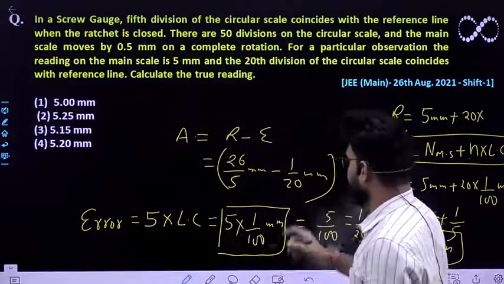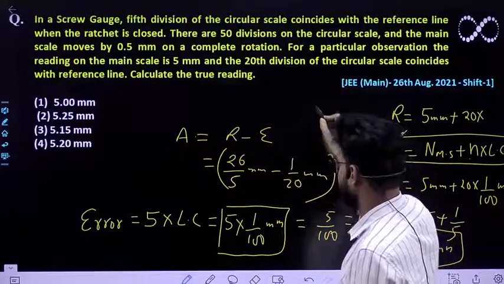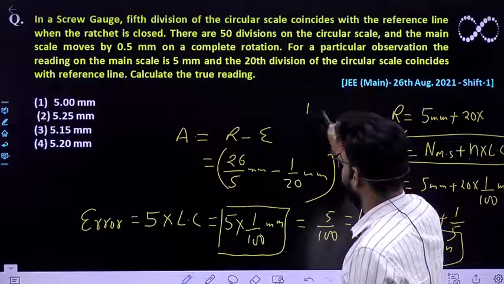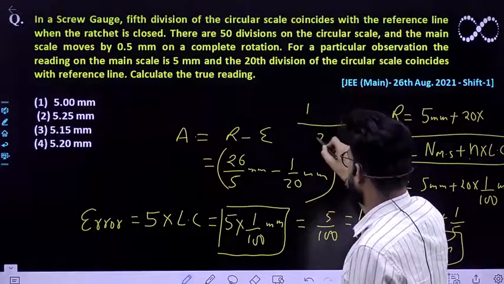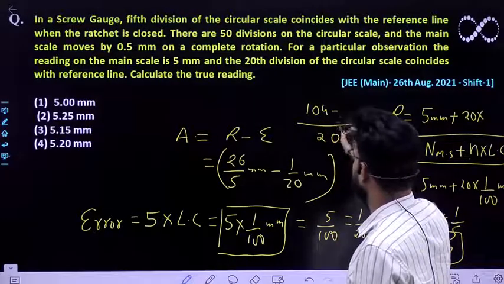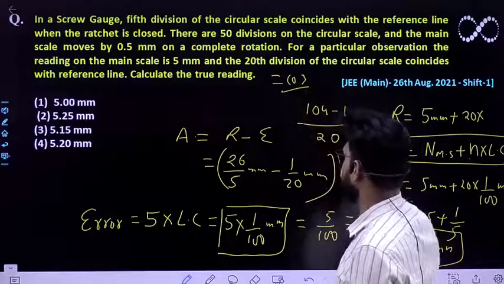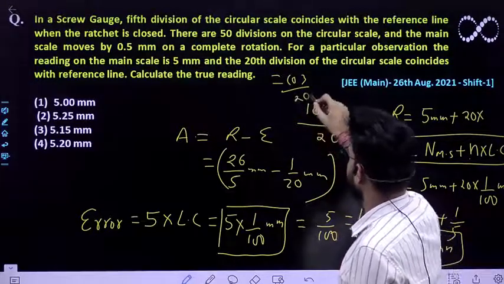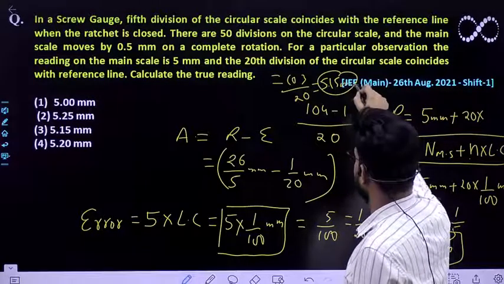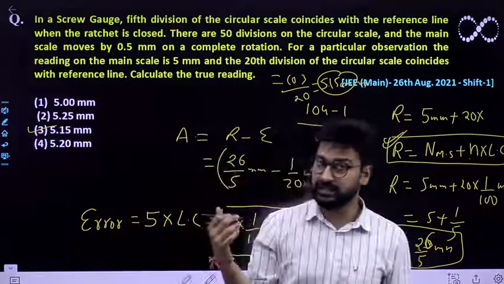So you solve it, and I'll take an LCM, so you'll be getting 104 minus 1, which is 103 by 20. It is coming out to be 5.15 mm. So the third option would be the correct answer.